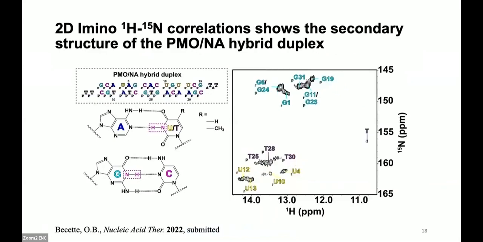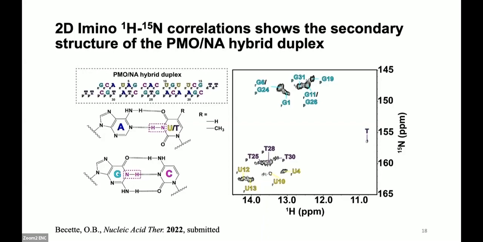We can do the same thing, interestingly, with the PMO when it's complexed to its complementary nucleic acid sequence, and we get a nice readout of its secondary structure here. Once again, you have the same distribution of the pyrimidines from the purines based on the nitrogen chemical shift.